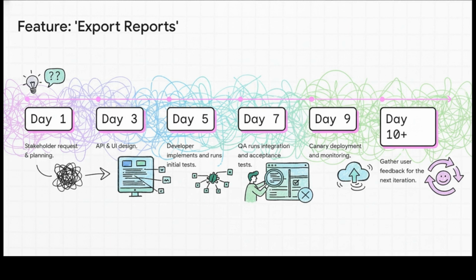A couple of days later, a developer gets in there and writes the code. Then the QA team just hammers on it with tests. Finally, it gets deployed carefully, maybe to a small group of users at first, and then to everybody, all while the team is gathering feedback for the next round of improvements. See? From chaos to code.